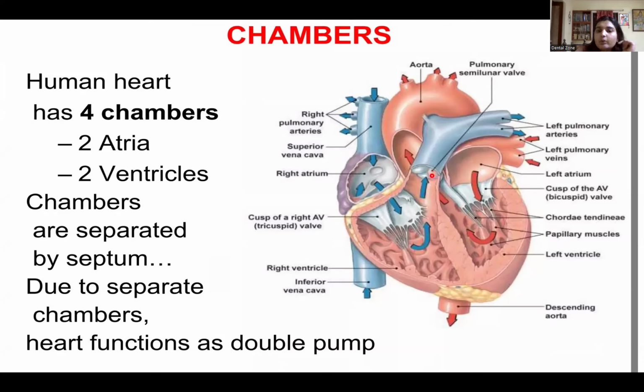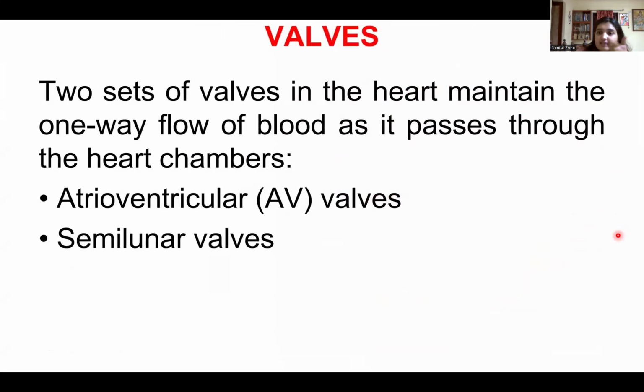Okay. And then over here, we have a semilunar valve, right? Over here, we have a semilunar valve between the pulmonary artery and the right ventricle. We also have chordae tendineae and papillary muscles that help in the contraction of these valves. So there are two sets of valves. One is the semilunar valves, present between the ventricle and the pulmonary artery or the aorta. And then we have the atrioventricular valve. And as we know, this is one-way flow of blood.